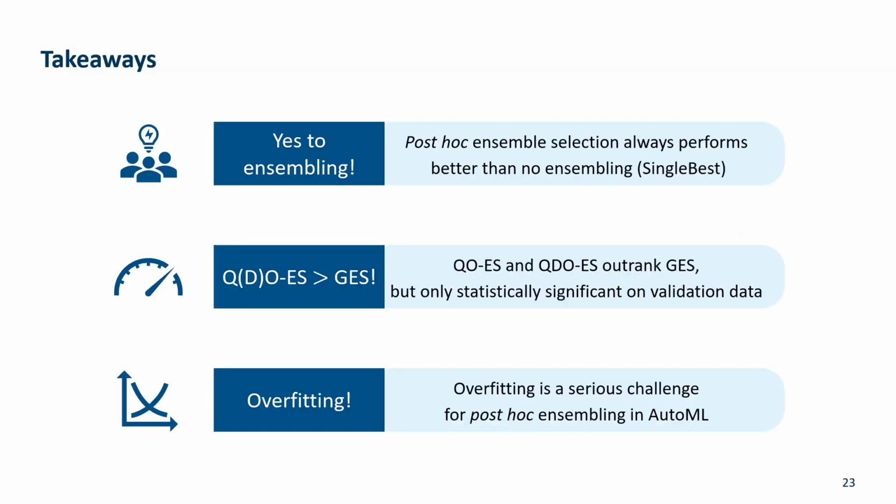To recap our results, we found that post-hoc ensemble selection always performs better than no assembling. Moreover, our proposed methods outrank greedy ensemble selection, but only significantly on validation data. And finally, we found that overfitting is a serious challenge for post-hoc assembling in AutoML.